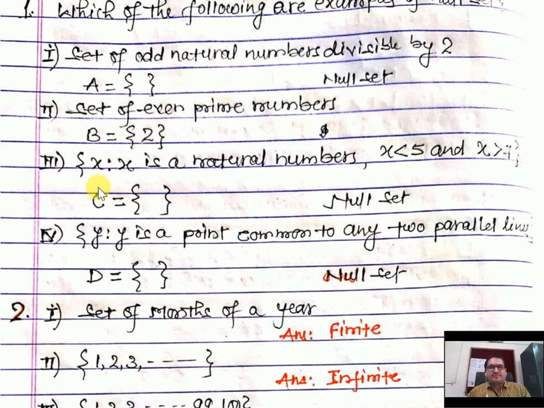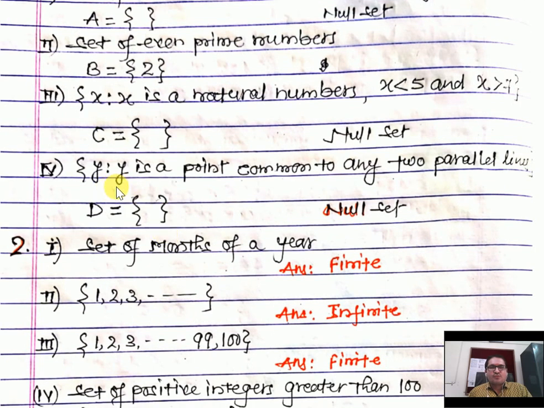Third one, x such that x is a natural number, with the condition x less than 5 and x greater than 7. There is no number which satisfies these conditions. X less than 5 means 4, 3, 2, 1. X greater than 7 means 8, 9, 10. So there is no number which will satisfy these conditions. Okay, so that is called a null set.